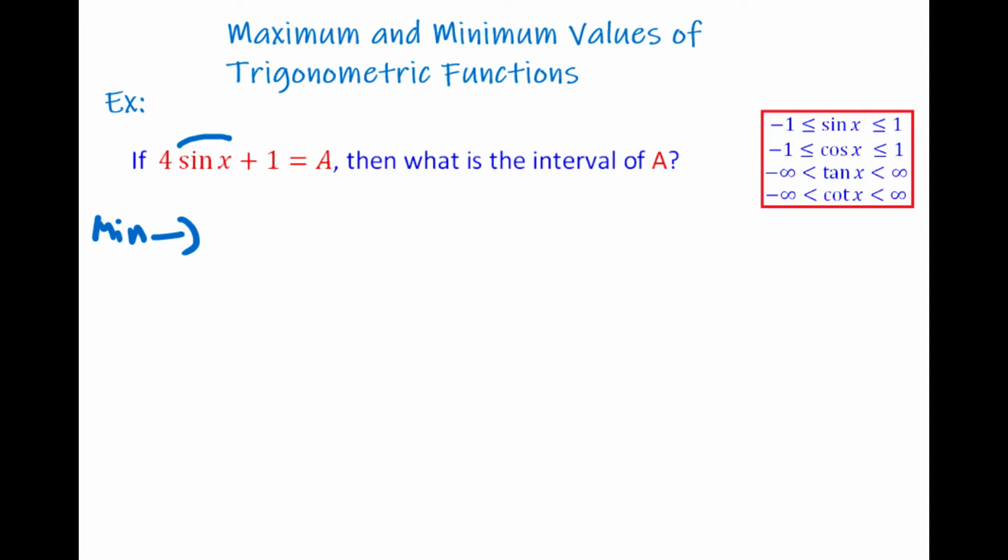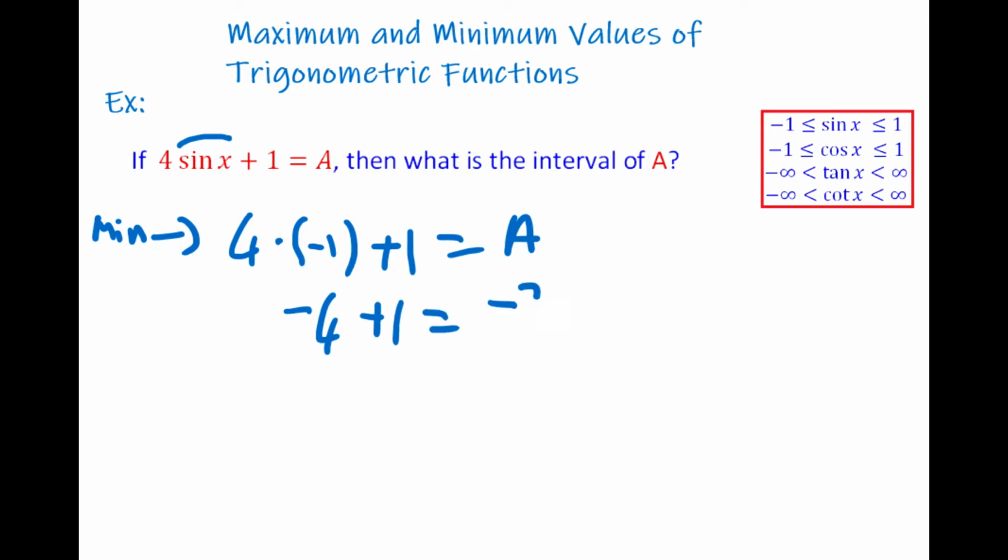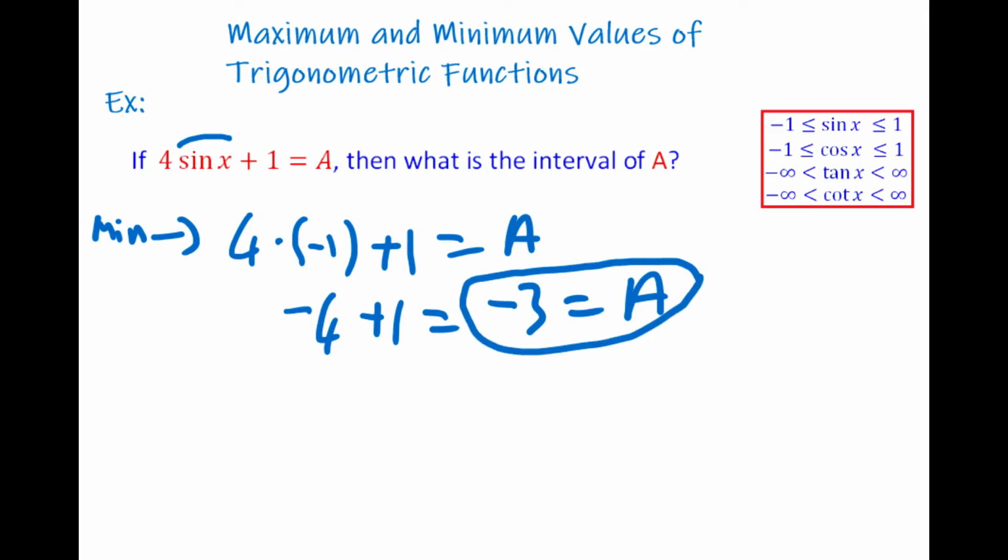So once we do it, we're going to have 4 times -1 plus 1, and that is going to be a, guys. 4 times -1 is going to be -4 plus 1, which is, guys, -3. So the minimum value for a, we have -3.